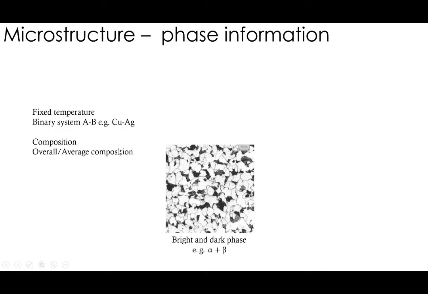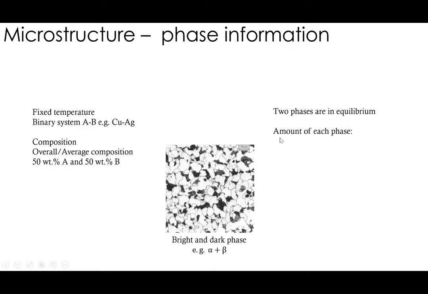Composition can be the overall composition. This is one parameter. Like this entire thing has one average composition throughout. So that is called overall composition. Can be something like this: 50 weight percent of A and 50 weight percent of B, like 50 weight percent of copper and 50 weight percent of silver. Then two phases are in equilibrium. This is what we observe at this temperature and this composition.